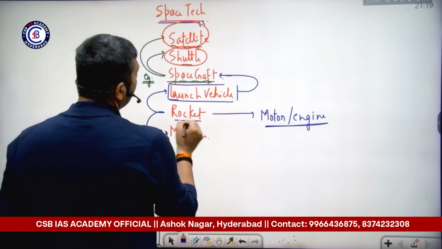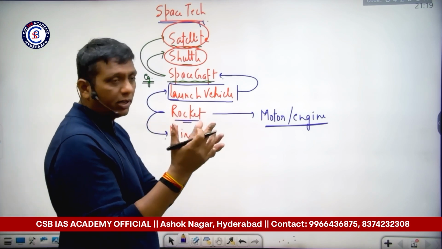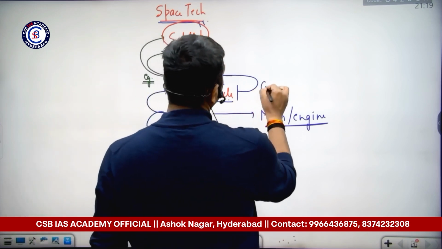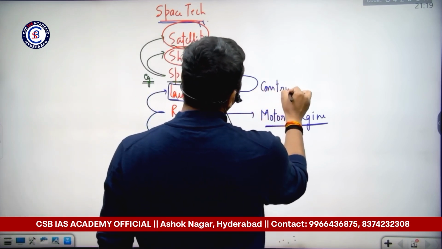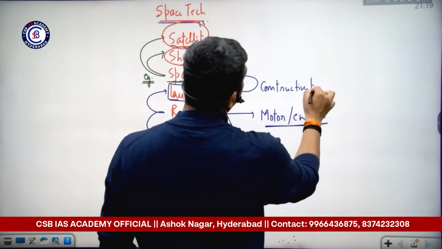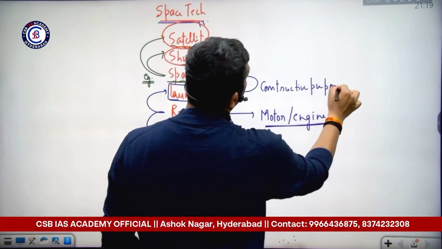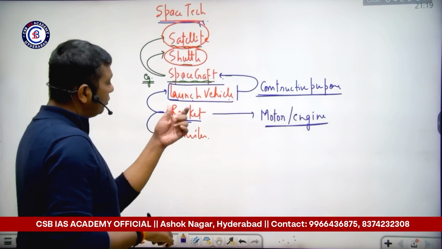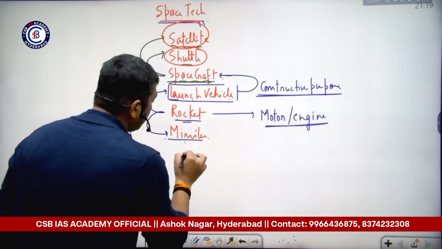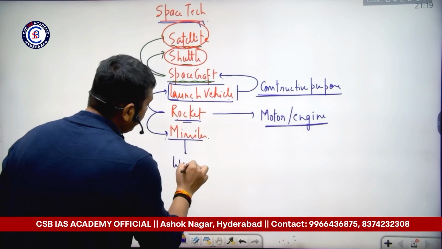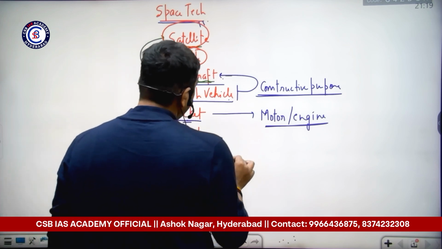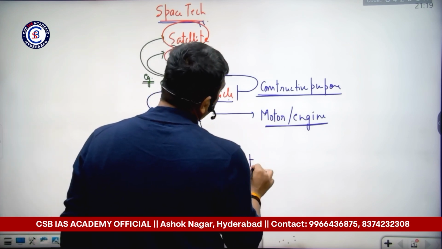So this rocket engine is tested, and after it we put it into the launch vehicle. Launch vehicles are used for constructive purposes, okay, like space research, satellites, something like that. But if you install this rocket motor engine into a missile, guys, the missile will be utilized to carry warheads. Warhead means bombs, arsenals. It is for destructive purposes.